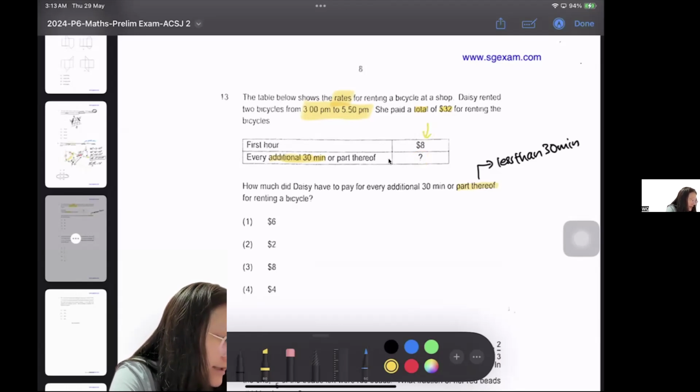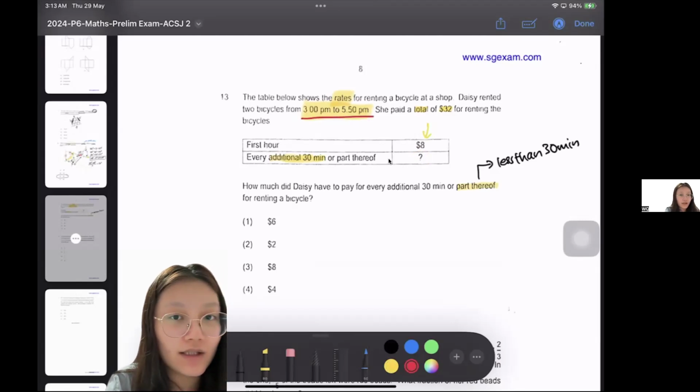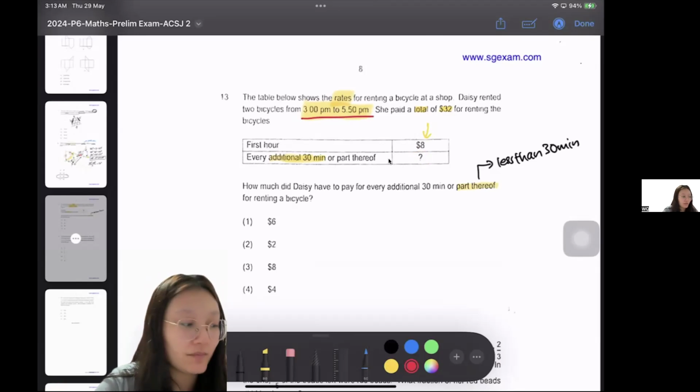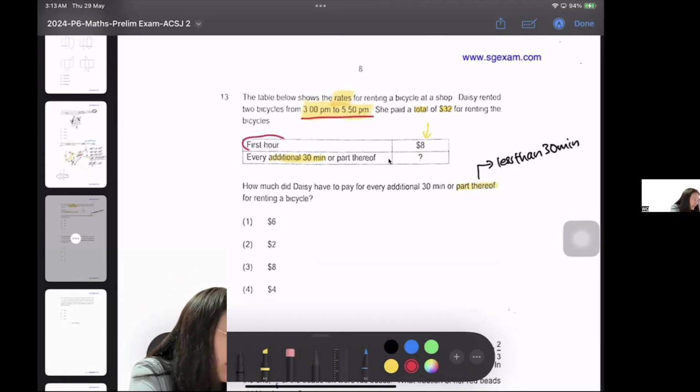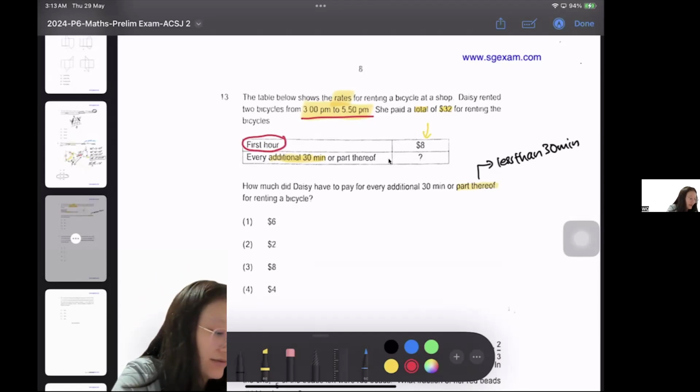Then after that, Daisy rented from 3 p.m. to 5 p.m. So you must look at the time. You need to see how long she rented, because for every additional 30 minutes she'll pay a certain amount of money, right? So you need to see how many 30 minutes she rented. But keeping in mind that the first hour is $8, so you must minus $8 from the amount first, okay?